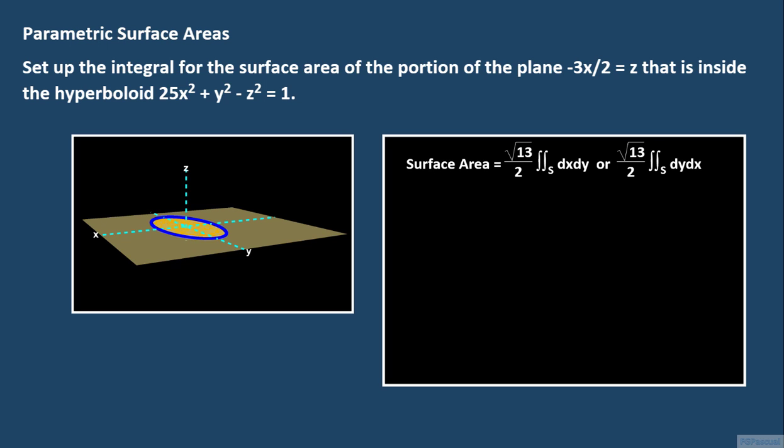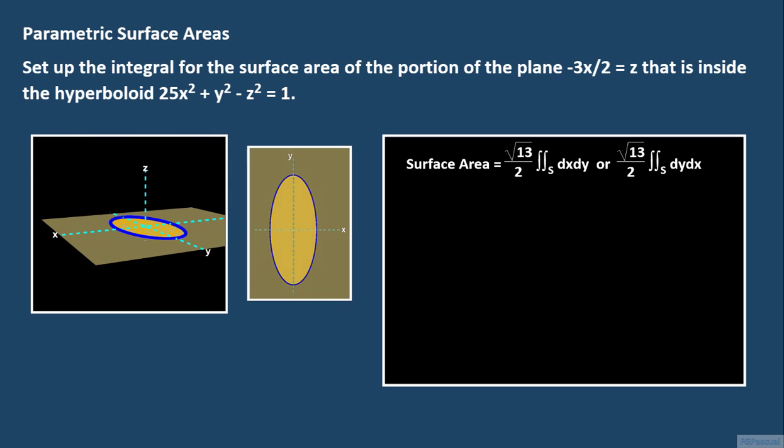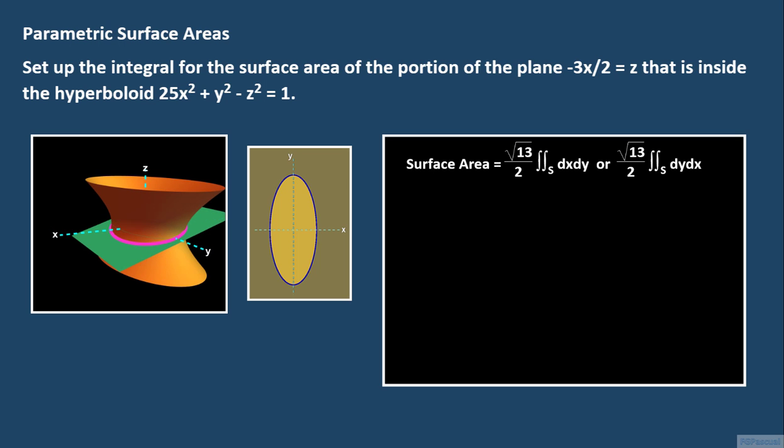We will see in a moment that the projection on the xy plane of the surface is indeed an elliptical region. In order to find the limits of integration, we must find an equation for the bounding curve of the projection. The boundary of the projection corresponds to the intersection curve between the plane -3x/2 = z and the hyperboloid. To find an equation for the magenta curve of intersection between the plane and the hyperboloid, we replace z by -3x/2 in the equation of the hyperboloid.